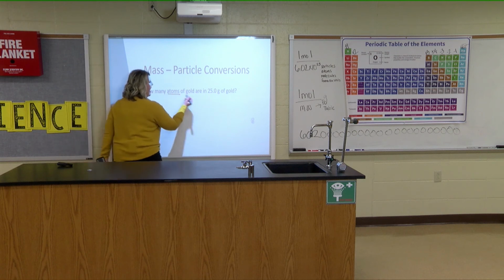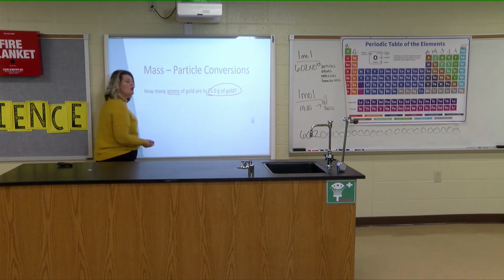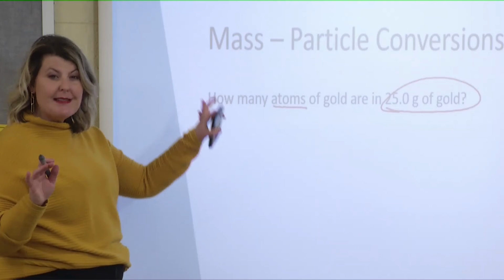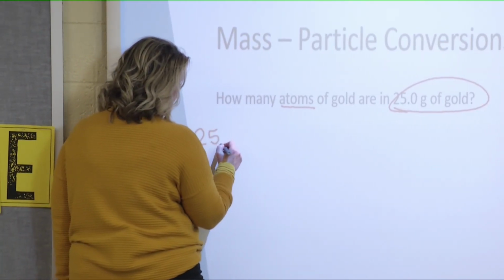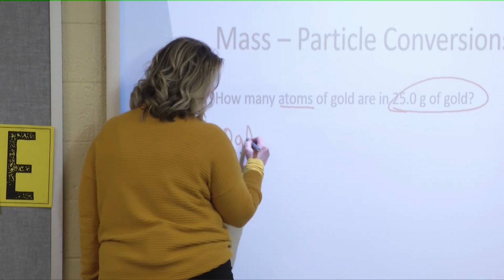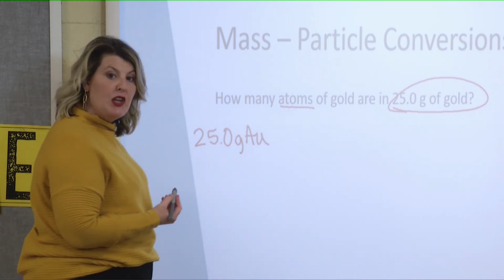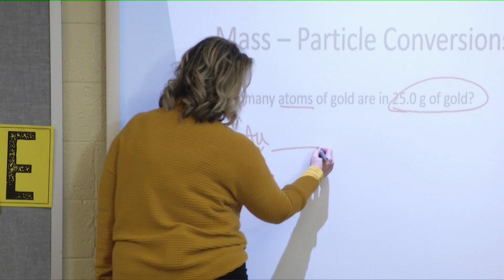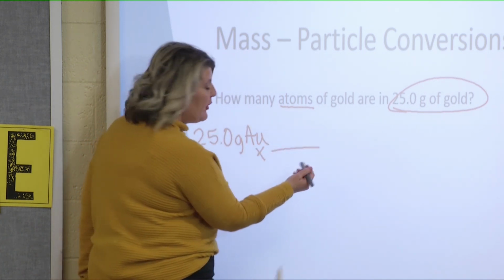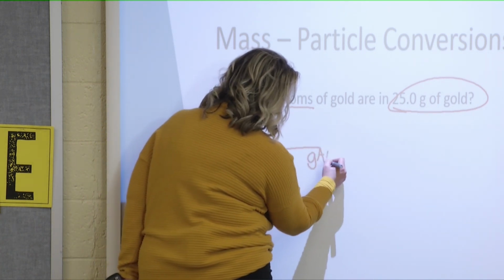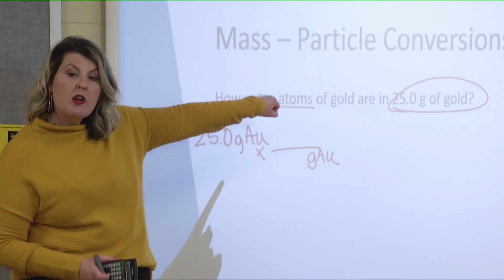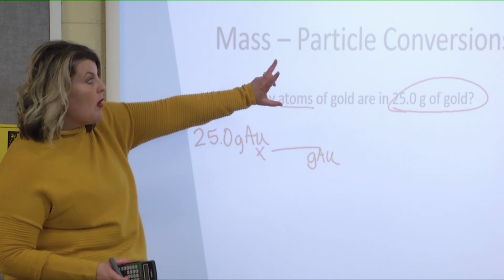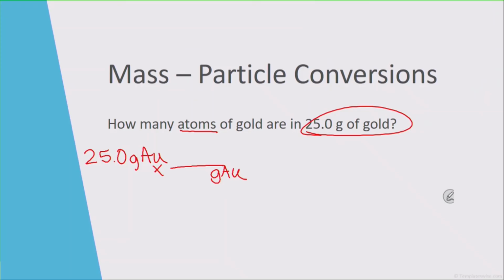Let's talk about how many atoms are in 25 grams of gold. Same process, and this is the hardest one we're going to do today. So we're going to start with 25.0 grams of gold. Gold is Au. Put an X and a line. On the bottom, put the unit you want to get rid of. In this case, it's grams of Au. What are you trying to get to? You're trying to get to atoms. Is there one of the conversions that I gave you to go from grams to atoms?